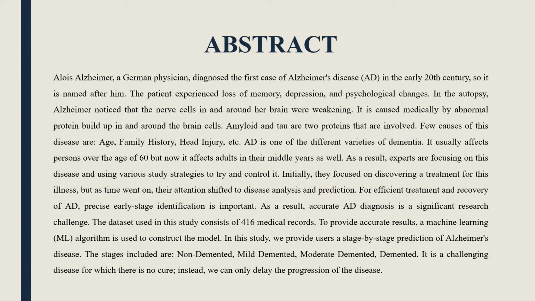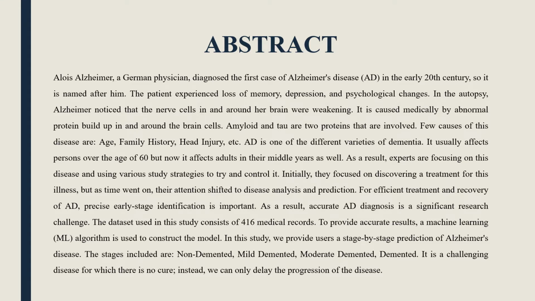Abstract. Alois Alzheimer, a German physician, diagnosed the first case of Alzheimer's disease in early 20th century. So basically this disease is named after him. Alzheimer's disease is a progressive brain disorder that causes brain cells to waste away, that is to degenerate and also die. The most common cause of dementia is Alzheimer's disease, as I said before.